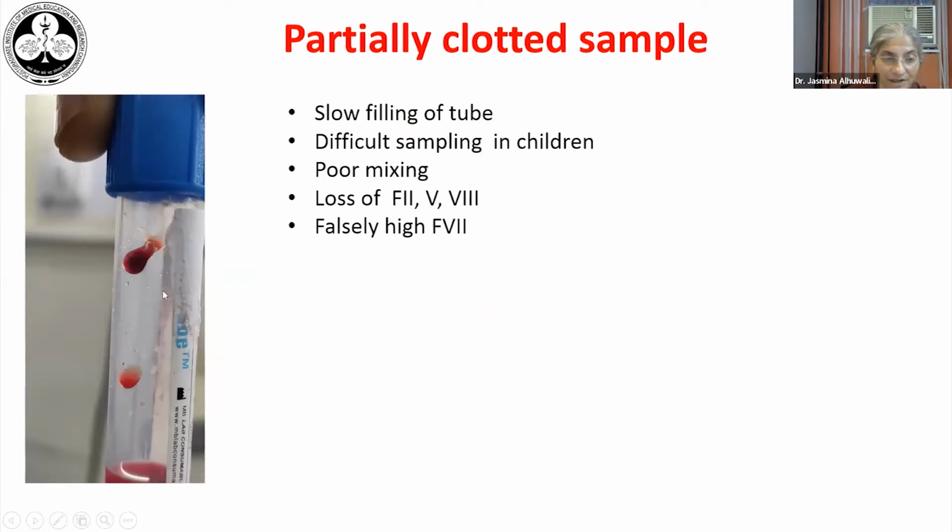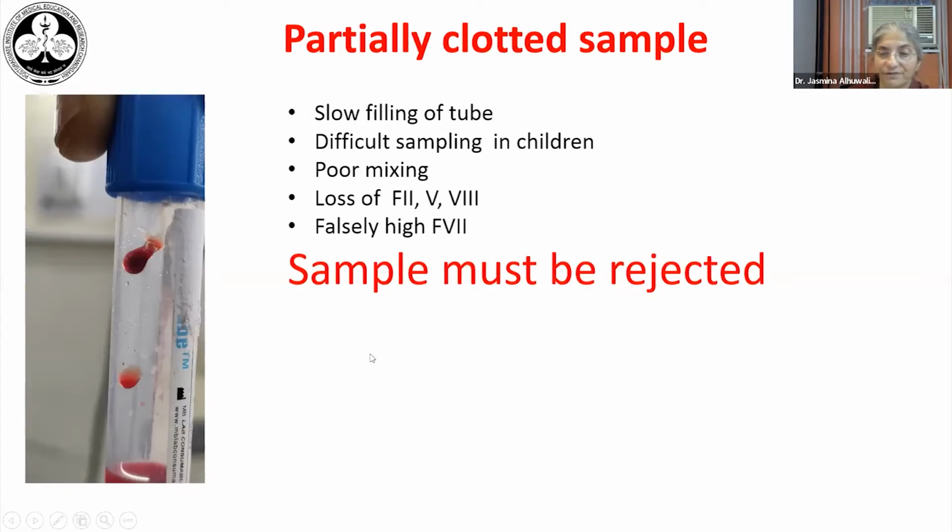Sometimes you may see a partial clot in the sample. We can see it here at the top of the tube. This usually occurs due to slow filling of the tube. And sometimes when there is difficult sampling in children, or if the mixing has not been done adequately, this results in a loss of factor 2, 5, and 8, and may give us a falsely high factor 7. If you see any kind of clot on a naked eye examination before testing, this sample has to be rejected.